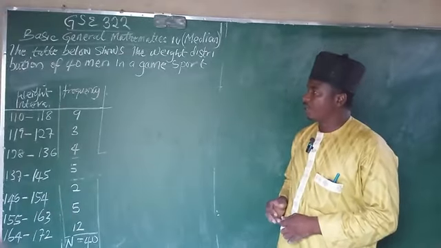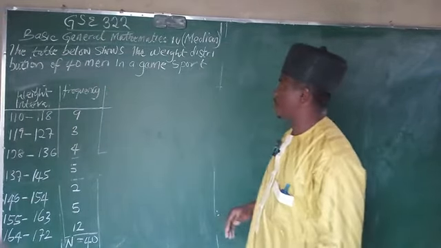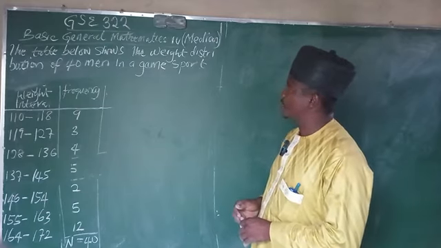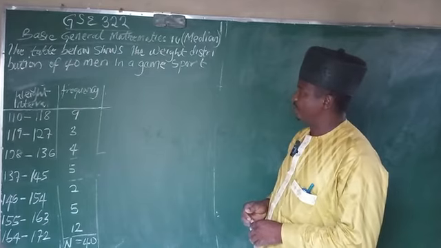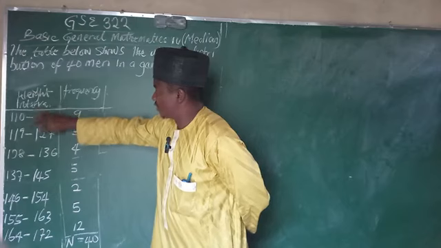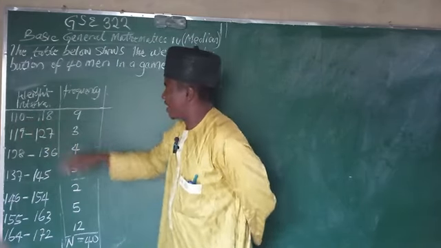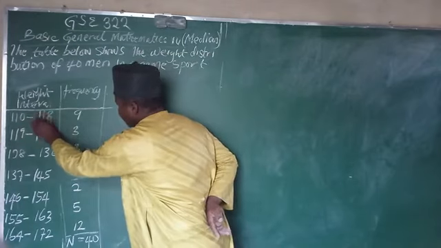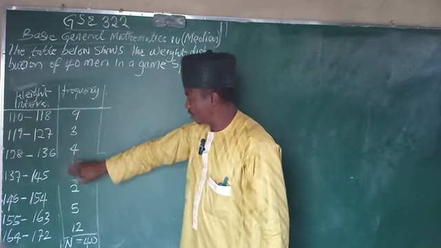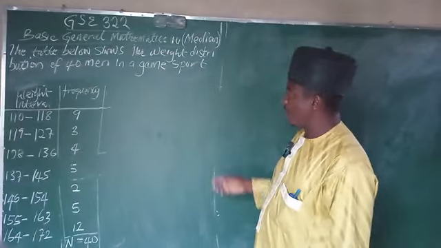The question on the board says, the table below shows the weight distribution of 40 men in a game sport. And the table is given as follows. Weight interval is 110 to 118, and here is the distribution, the frequency.